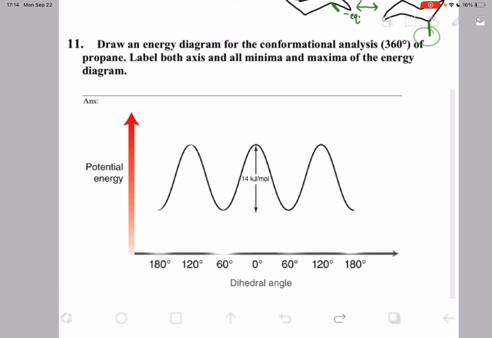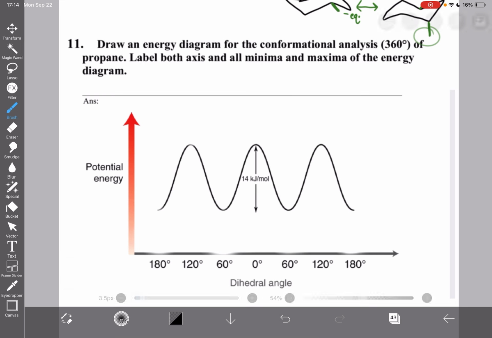Draw an energy diagram for the conformational analysis, 360 degrees, of propane. Label both axes and all minima and maxima of the energy diagram. Alright, I'm not going to be labeling the axes. You guys are going to have to remember that on your own. But let's talk about the conformational analysis of propane.